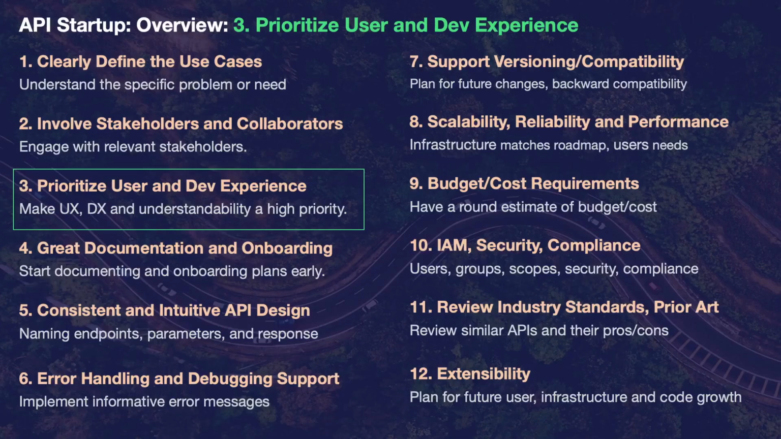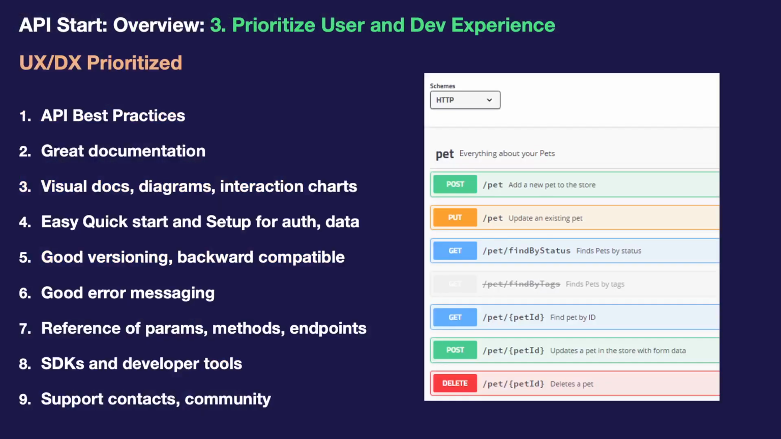3, prioritize user and dev experience. Make UX, DX, and understandability a high priority. Make sure to prioritize user and dev experience for your APIs. Follow API best practices. Have great documentation. Use visual docs, diagrams, and interaction charts. Have an easy quick start and setup for auth and data. Make sure to have good versioning, and make sure your API changes in the future will be backward compatible.